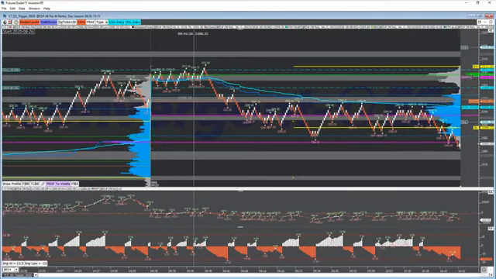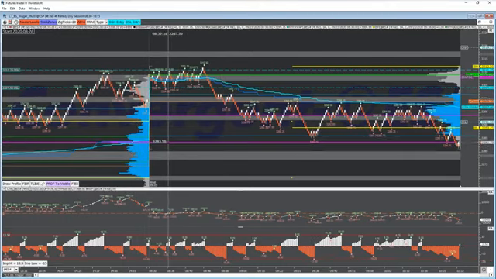What it gave us is it opened at the extreme of the prior day. So this is the profile of the prior day. This chart does not include overnight. It only shows what's happened during the day session. So the blue profile is always the day session. Orange is the entire session.